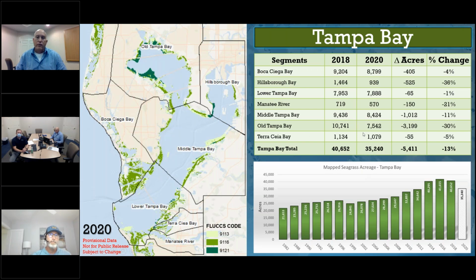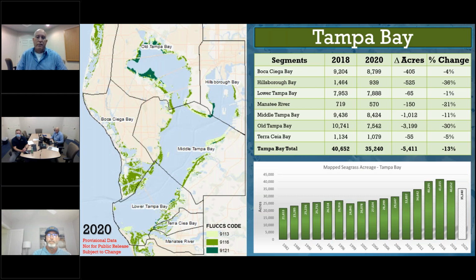And Old Tampa Bay really did experience the greatest loss in terms of acreage, perhaps not in terms of percent change. Hillsborough Bay saw a 36% drop, but that's only about 525 acres. And while that's significant for Hillsborough Bay, bay-wide that's a relatively small number by comparison to Old Tampa Bay, where we've lost almost 3,200 acres of seagrass, or 30%, compared to the 2018 maps.